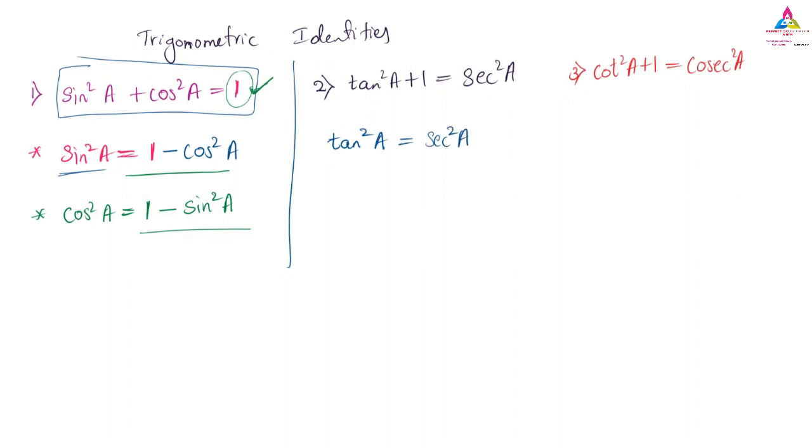Yes, secant square a. In that we have to shift this plus 1 to the other side. It will become minus 1. So obviously we found one more formula. Tan square a we can find using this formula, that is secant square a minus 1, because I am shifting 1 to the other side, plus 1 will turn to negative 1. So you understood this formula also, I think.